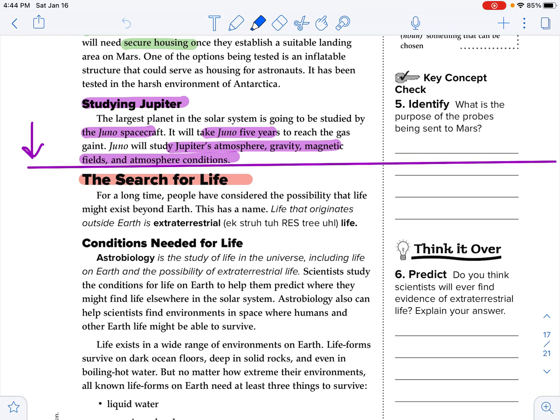For a long time, people have considered the possibility that life might exist beyond Earth. This has a name. Life that originates outside Earth is called extraterrestrial life. So let's go ahead and highlight that to say vocab word.